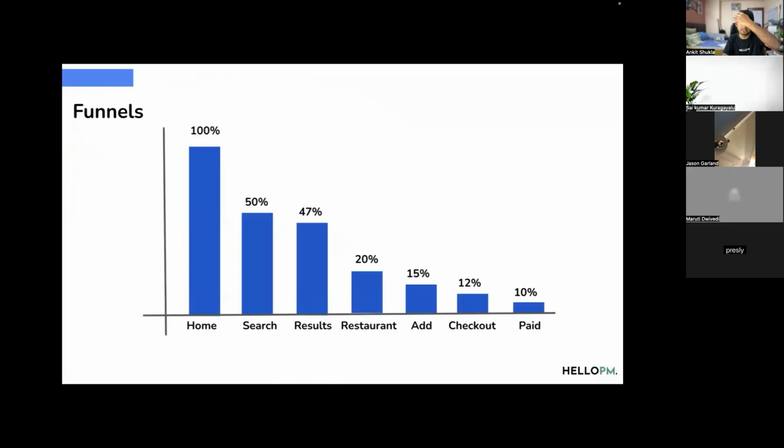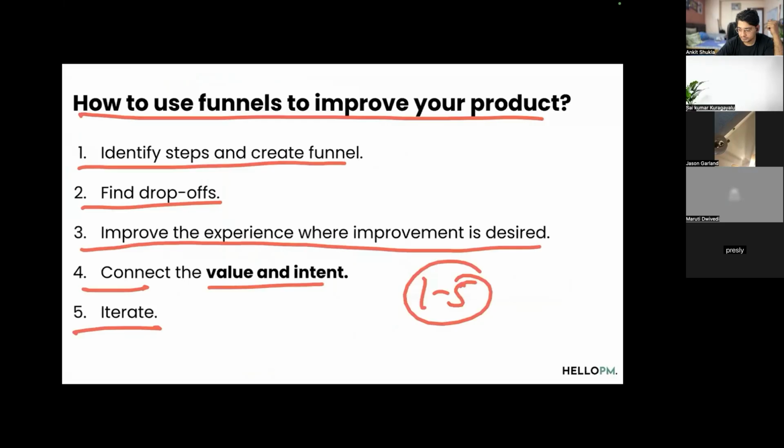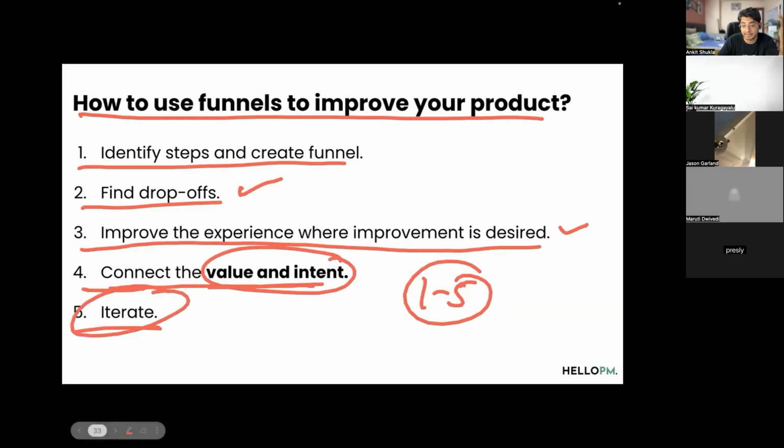Dog fooding means you use your own product. So just to repeat again, identify the steps and create a funnel. You have to first list all of the steps, then drop offs, then improve the experience where the improvement is desired, then connect the value and the intent. Most important part is the product manager, and then go ahead and iterate. Run multiple experiments. Maybe you don't know what is going to work, so run A/B experiments.